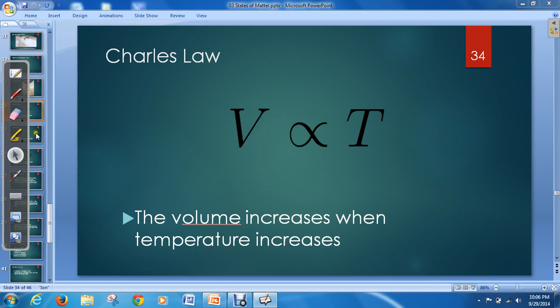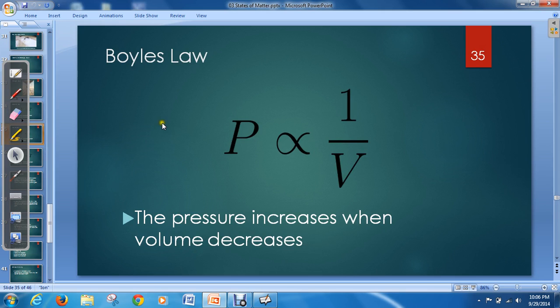Okay, then we have Boyle's law. Again named after the person who discovered it, Boyle discovers that the pressure is proportional to the inverse of the volume. What that means is as the pressure increases, then the volume decreases, or when the volume decreases, the pressure increases. So as this one changes and goes up, the volume is going to go down.